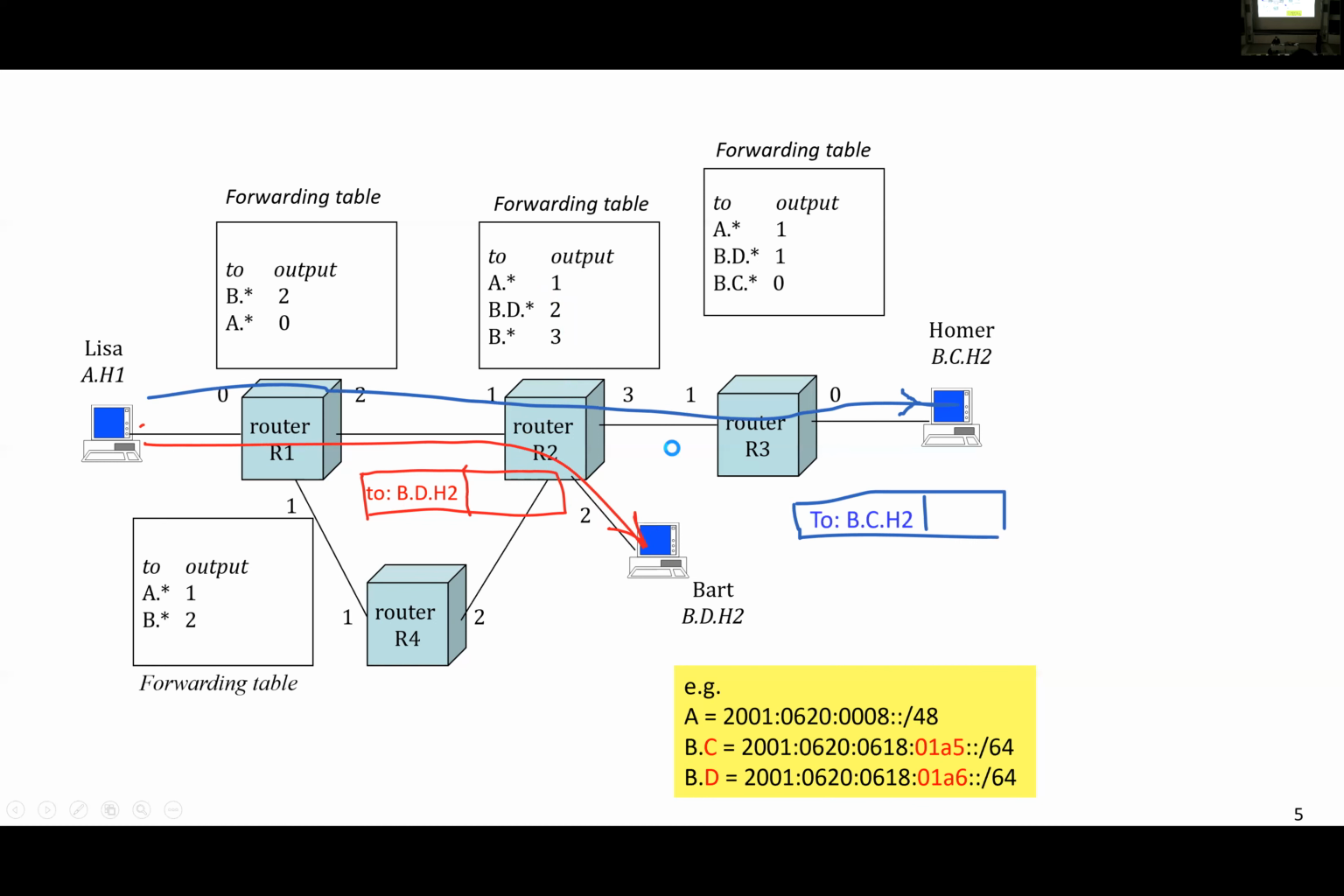And if there is a packet that goes to b.c.h2, then in this router, it does not match this, but matches that one. So we'll go to number 3, and therefore we'll go to router R3. This is the first principle of IP forwarding. So routers should do this. Why is it interesting? Well, that allows us to aggregate things and have exceptions. For example, here we see that router R2 decides that everything that starts with the prefix B should go to number 3, except for the things that start with B.D.